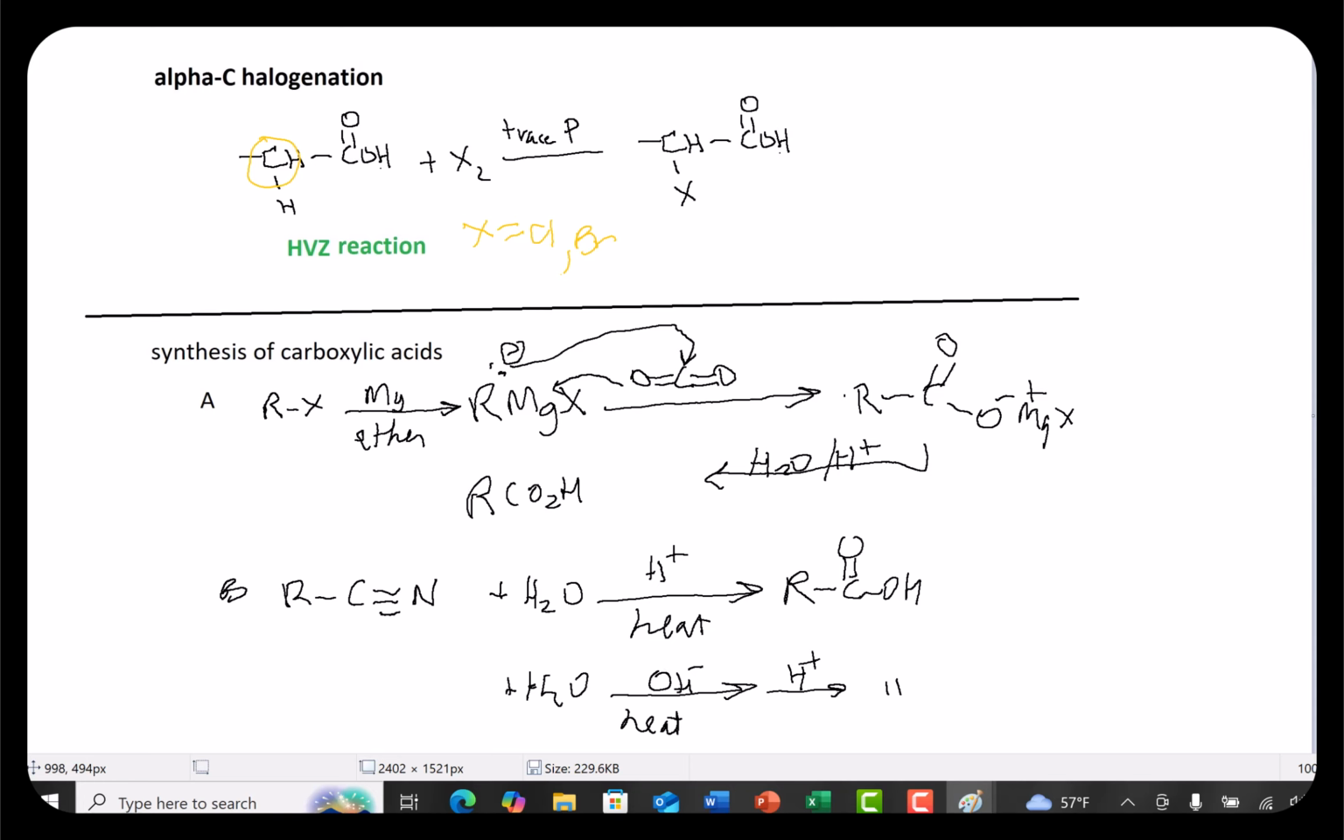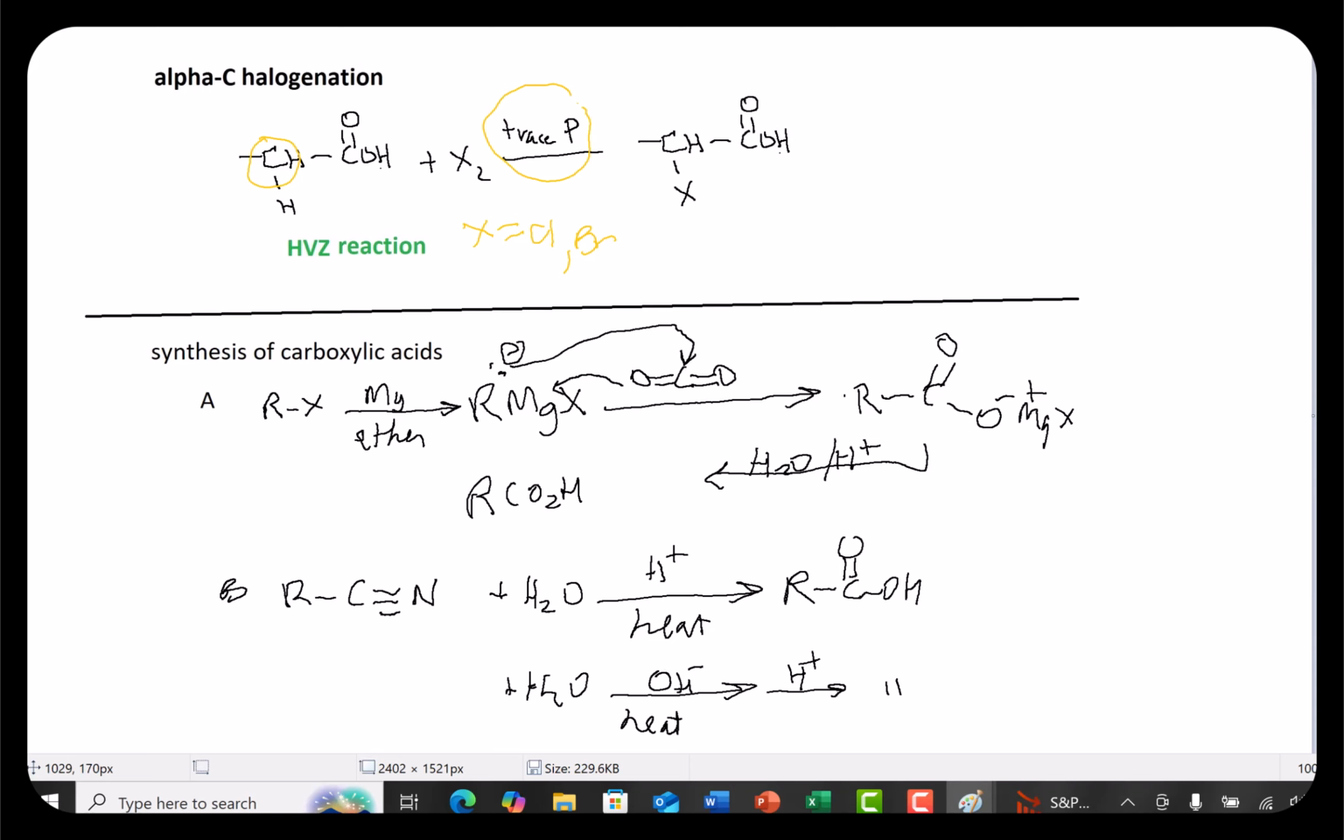So if you take the carboxylic acid and mix it with the halogen, actually not very much happens. But if you add a trace of phosphorus here, a very complex reaction takes place, several steps, and those are outlined in the video and the class notes. The overall result is simple. One of the alpha hydrogens gets replaced by a halogen.